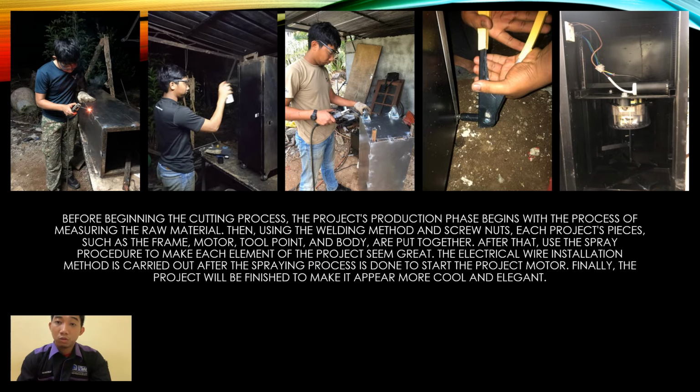Furthermore, we go to the manufacture, how to make the mini mixer machine for cement. First, we must measure and cut the raw material, and use the welding method and screw and nut to make the body part of the project. Then we will use spray to make the project look good and beautiful, or smart. After that, we will wire the project to make progress. The motor mixer will be used, and finally the project will be finished.